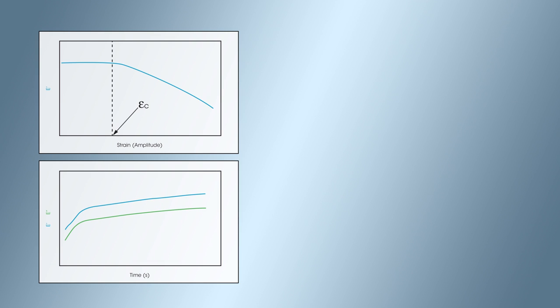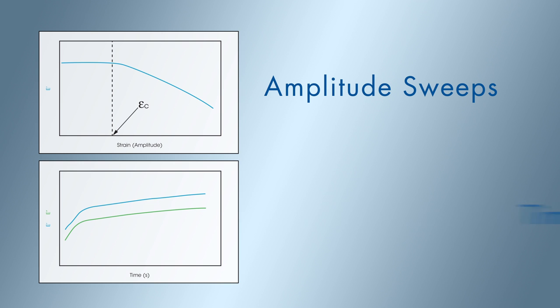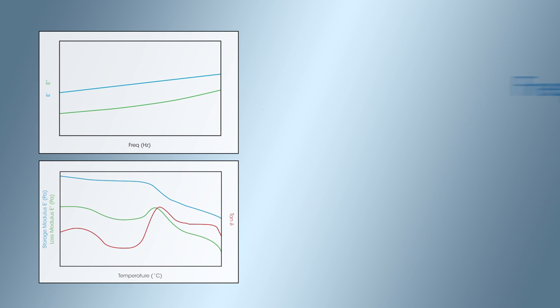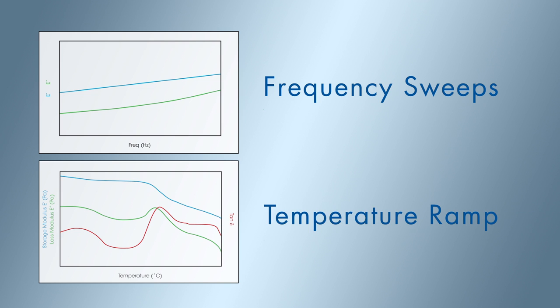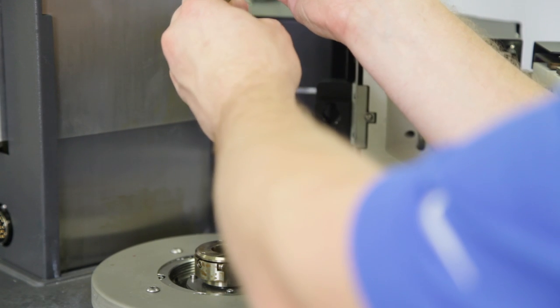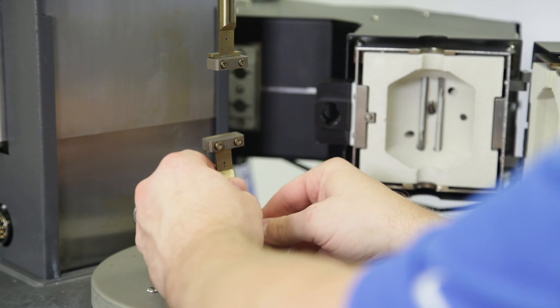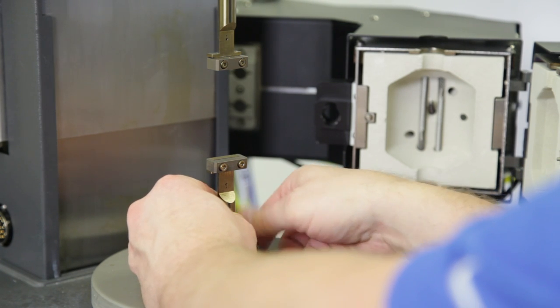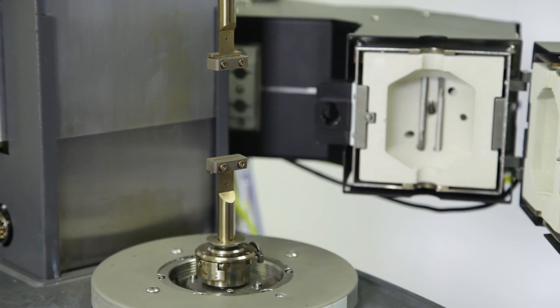Typical tests with this configuration include amplitude sweeps to determine the linear viscoelastic region, time sweeps to determine stability, frequency sweeps to determine viscoelastic properties, and temperature ramp or sweeps to determine thermal transitions, measure modulus, and collect TTS data for master curve generation. When mounted on the ARES-G2, the linear film tension clamp is used in tandem with the forced convection oven, or FCO, for temperature control.